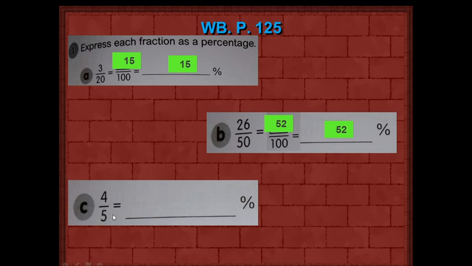Yeah, make it over 100 first. So the denominator should be 100. 5 times what number equals 100? So 5 times 20 equals 100. Now 4 times 20, the numerator should be multiplied by 20. 4 times 20 equals, yes, 80. So 80 over 100 equals 80%.